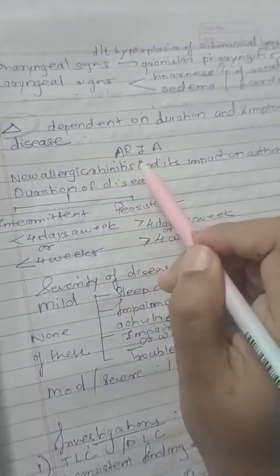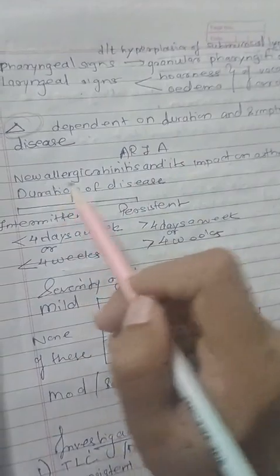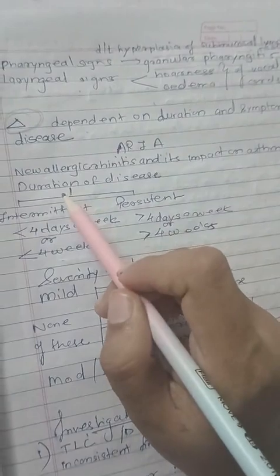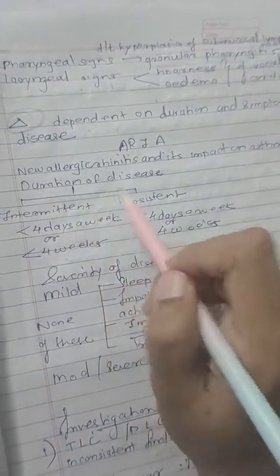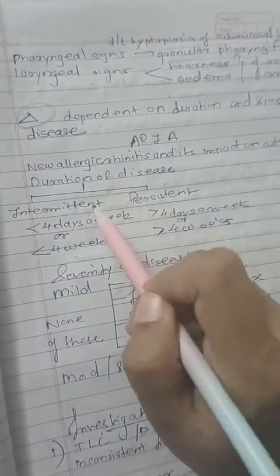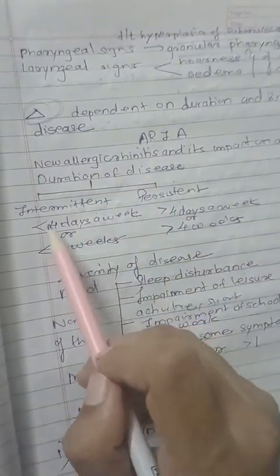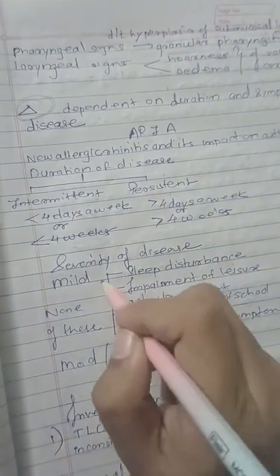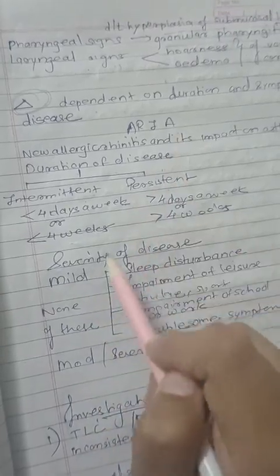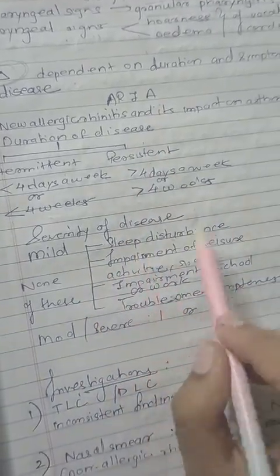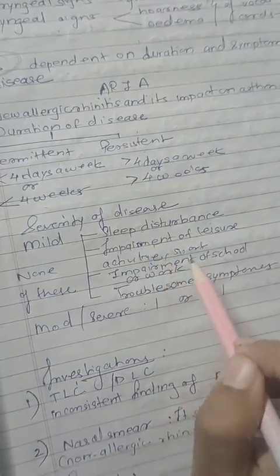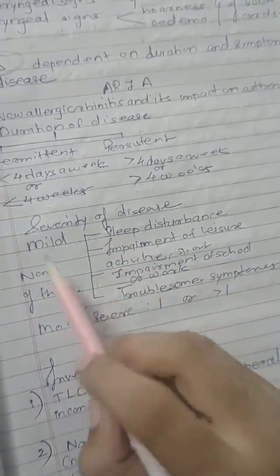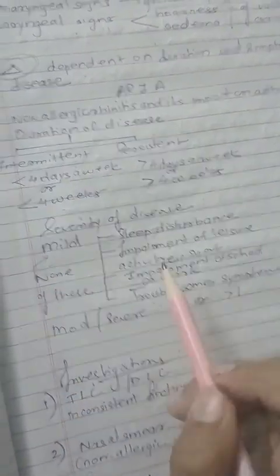So what is ARIA? ARIA is basically Allergic Rhinitis and its Impact on Asthma. Basically, by duration of disease, it is classified into intermittent and persistent. Intermittent being less than 4 days a week or 4 weeks, persistent being more than 4 days a week or 4 weeks. Severity of disease depends on sleep disturbance, impairment of leisure activity or sport, impairment of school or work, and troublesome symptoms. If none of these is present, it is considered a mild severity of disease.